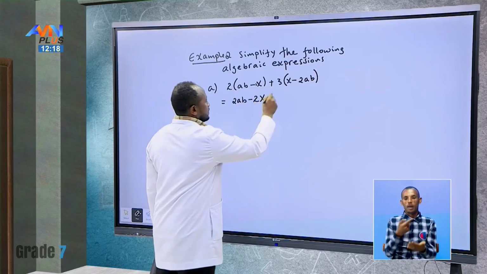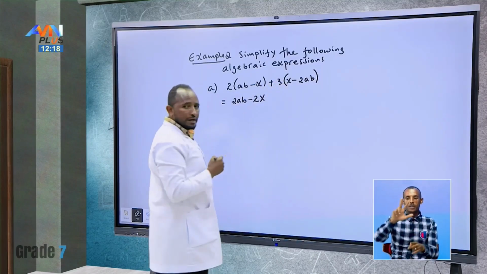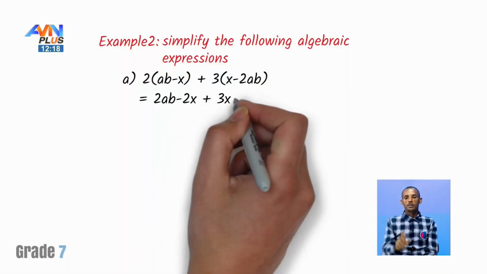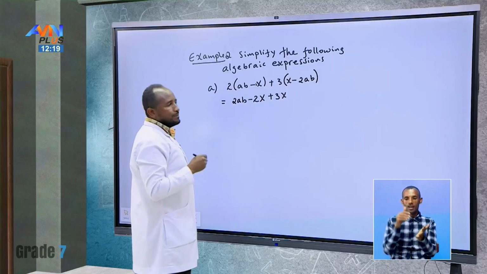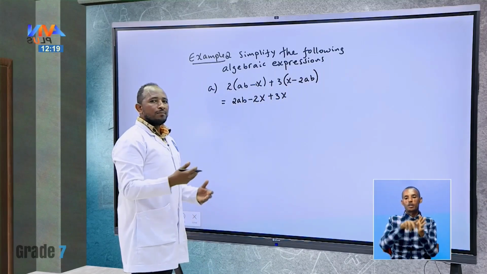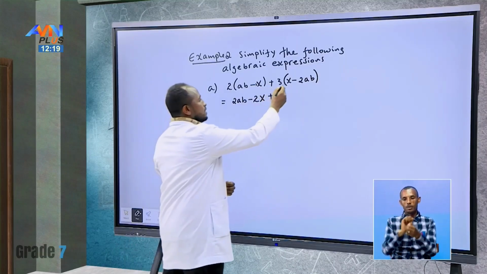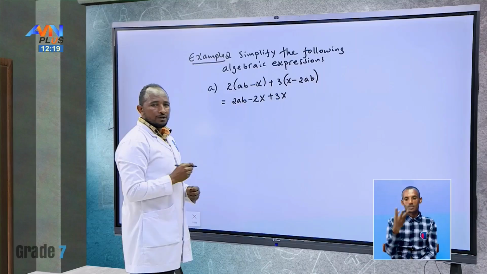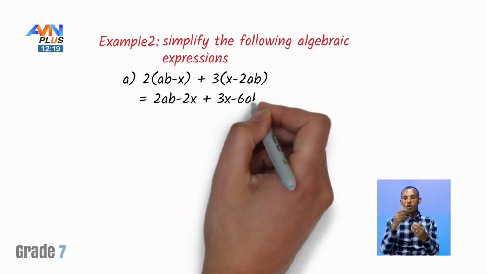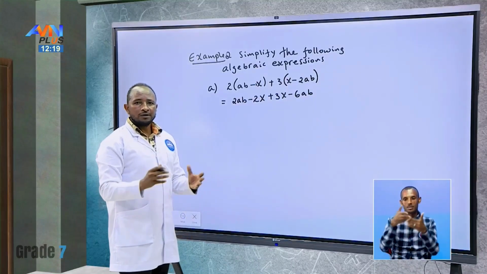Here, let's multiply these two. Positive 3 times x is positive 3x. Again, let's multiply positive 3 with minus 2. Just simply multiply the numbers and leave the variable as it is. So 3 and negative 2 product gives you negative 6, and then you have AB. Next, we'll try to collect the like terms.